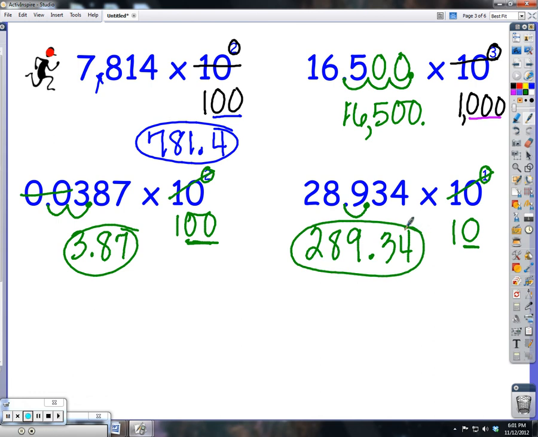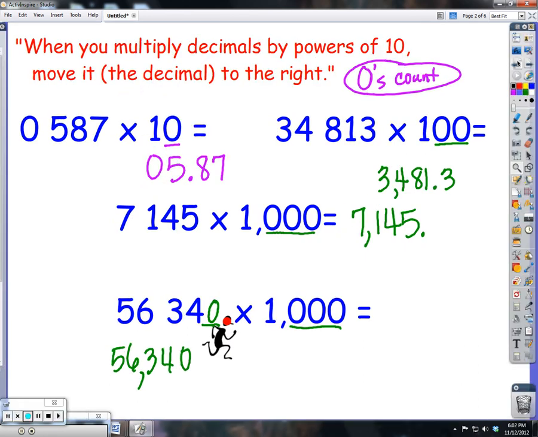34/100. Now, I could show you example after example after example, but it's the exact same thing. You just have to remember, when you multiply decimals by powers of 10, move it to the right by however many zeros there are in the number that's the power of 10, the 1,000, the 100, or the 10.